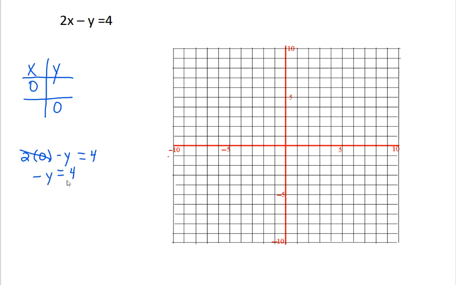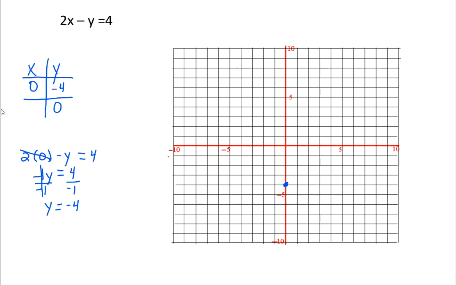So now I have negative y equals 4, but I don't want negative y. I want positive y. So if you'll remember, there's always an understood 1 in front of our variables. Well, that makes the negative a -1. So to get rid of it, I'm going to divide by -1. So I have y is equal to -4. So that's my y-intercept, which means on my y-axis, I would go down to -4 and plot my point.